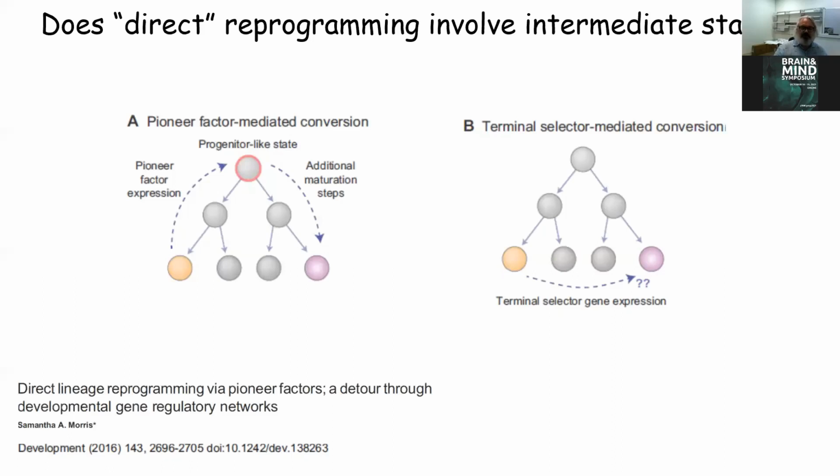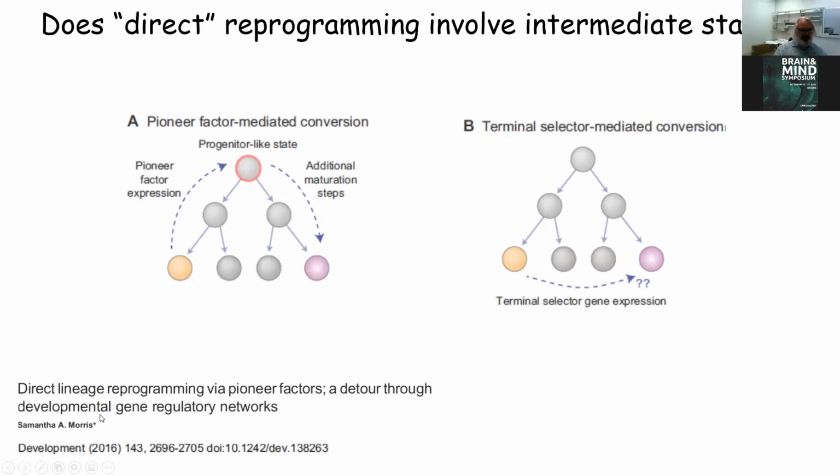But direct, at first glance, actually seems to suggest that there is a cell of a given identity that then loses its original properties and acquires the properties of a new identity. For example, you start with an astrocyte and that cell turns into a neuron. That would mean that you lose the expression of astrocyte-specific genes and then gain at the same time the expression of neuron-specific genes.